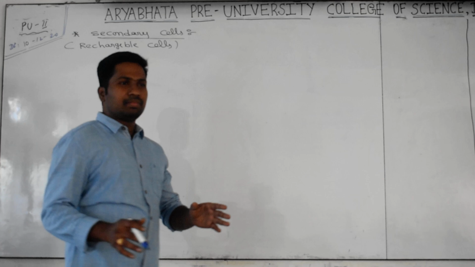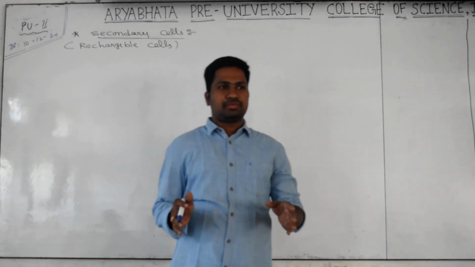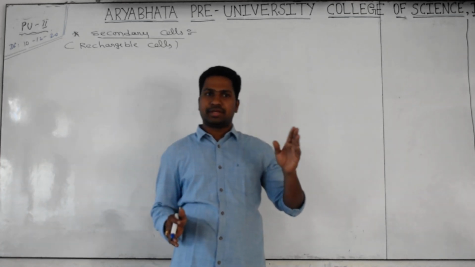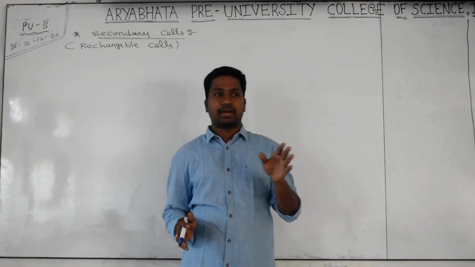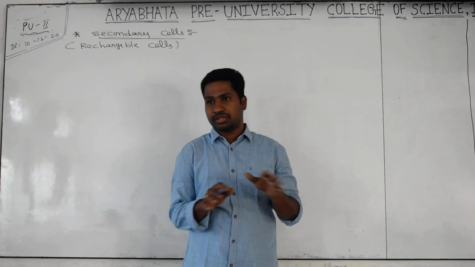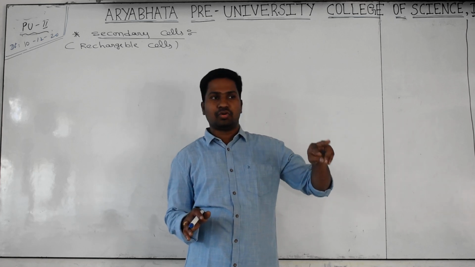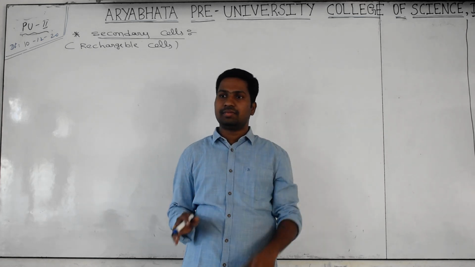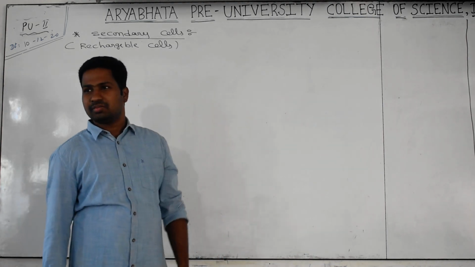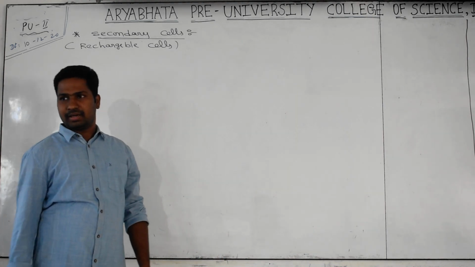We are discussing about the batteries. We have two types of batteries, primary cells and secondary cells. Yesterday we did primary cells, which are nothing but non-rechargeable batteries. Under that we have two types. One is the dry cell, also called the Leclanché cell, and another one is the mercury cell. Small size batteries, low voltage supply. We are using those batteries.